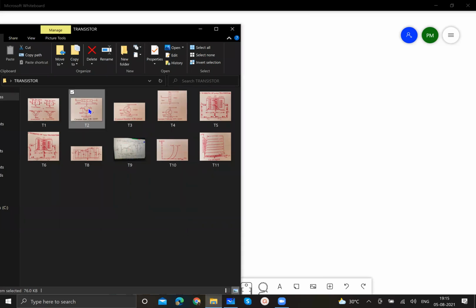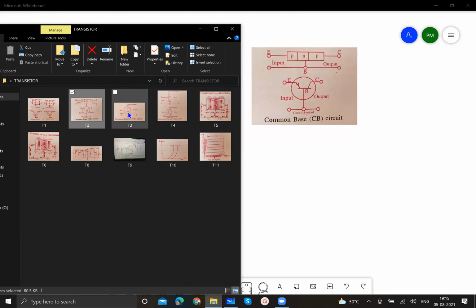Now we'll do the circuit configurations. Three configurations are there.